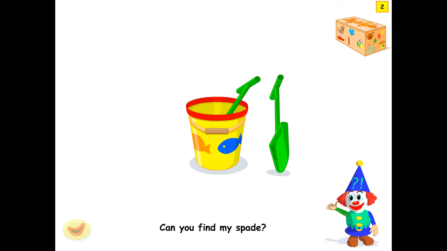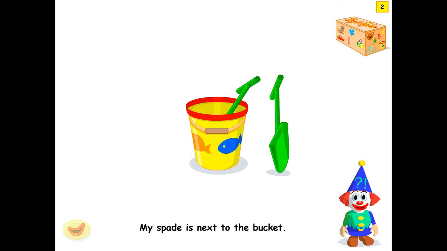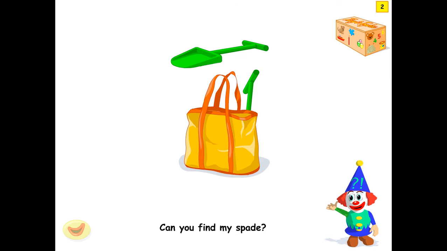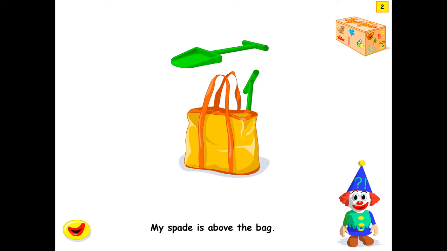Is next to the bucket. When you click here, find is above the bag. Above the bag, not behind the bag. This one. When you click here, the wrong one. Now let's see. No, behind the bag. That way, above the bag. This is above the bag. We'll click on it. Now it's okay.